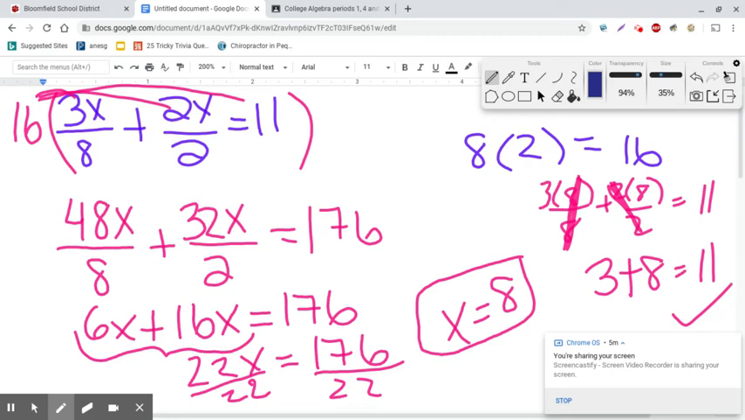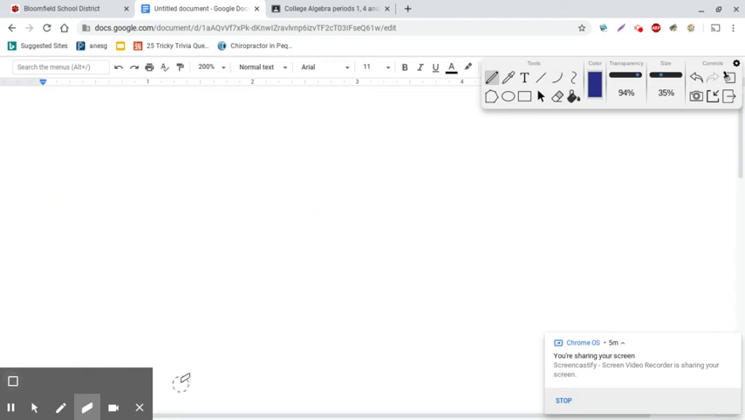So pause right now if you would like to copy this example, because we're going to example 3. Erasing right now. All right, example 3. Hope I'm not going too fast for you guys. Let me know. Slow down next time for you.